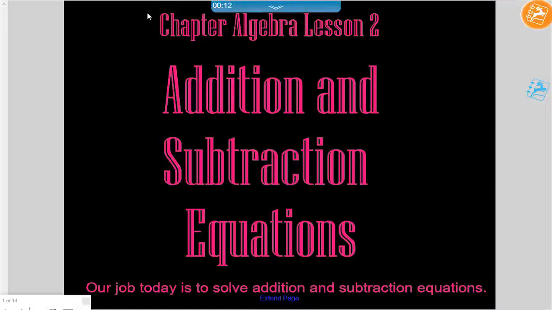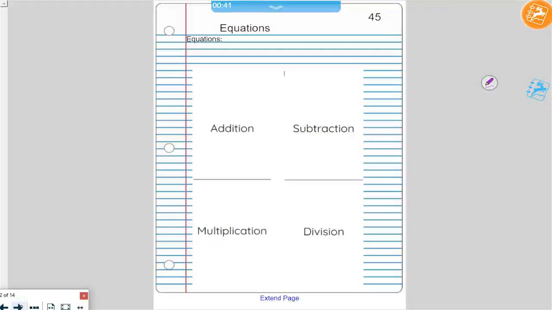All right, ladies and gentlemen, today we are going to talk about addition and subtraction equations. Now, yesterday we did expressions. Today, with an expression, they gave us what each variable is worth. Remember, a variable is a letter that represents a number. Today we're going to have to figure out what that variable equals. The key to addition and subtraction is we always do the opposite.